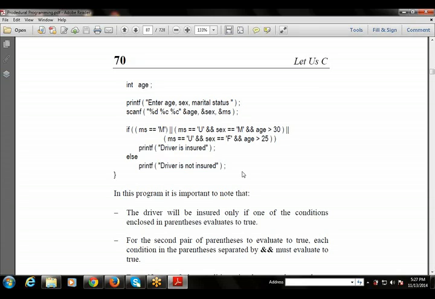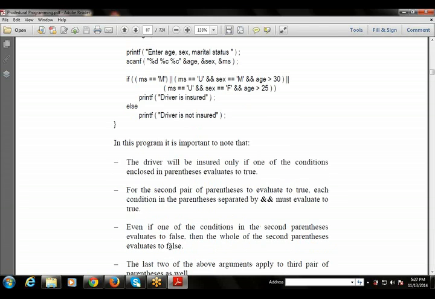This example uses the logical operators. In this there are two logical operators used, AND and OR. Three conditions are separated by the OR operators, and within the conditions there are multiple conditions separated by the AND operator. In this program, it is important to note that the driver will be insured only if one of the conditions in parentheses is true. This is one of the conditions 1, 2, 3. That's why it is using OR. For the second pair of parentheses to evaluate to true, each condition in the parentheses separated by the ampersand must be true.